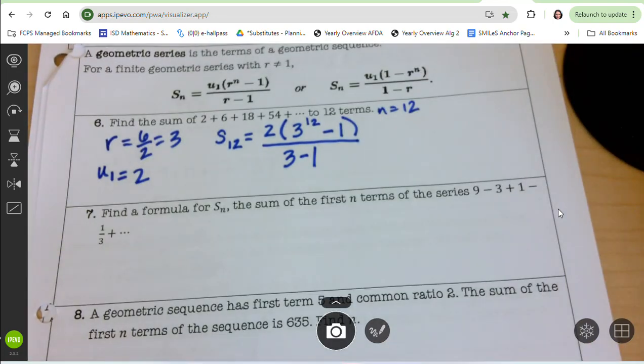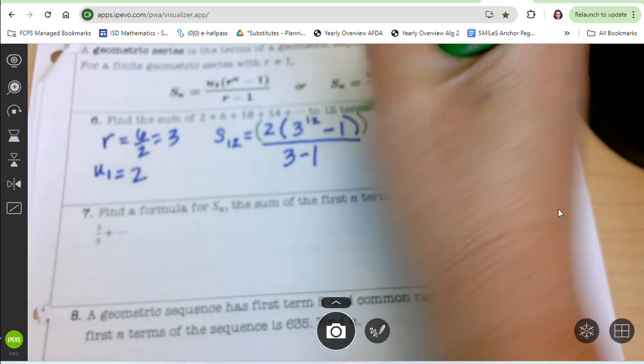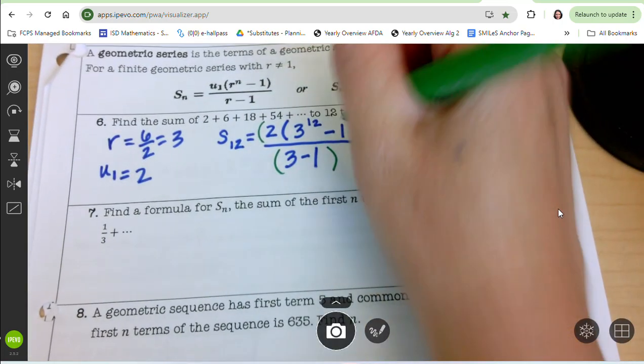If you do this on your calculator, remember that you're going to need some extra parentheses. You need parentheses to hold your numerator together. You need parentheses to hold your denominator together. Okay?